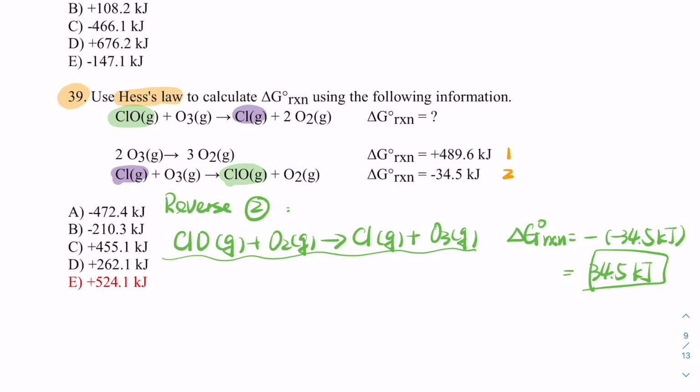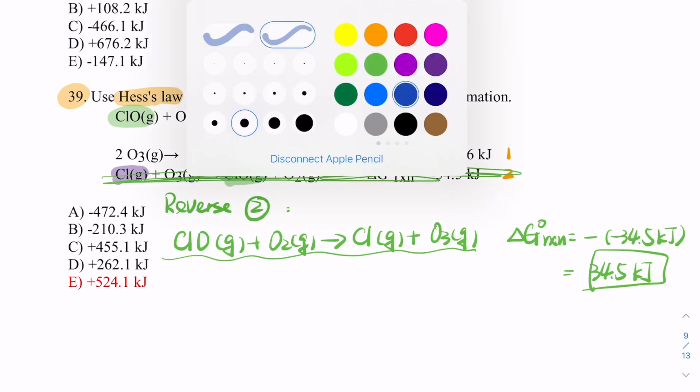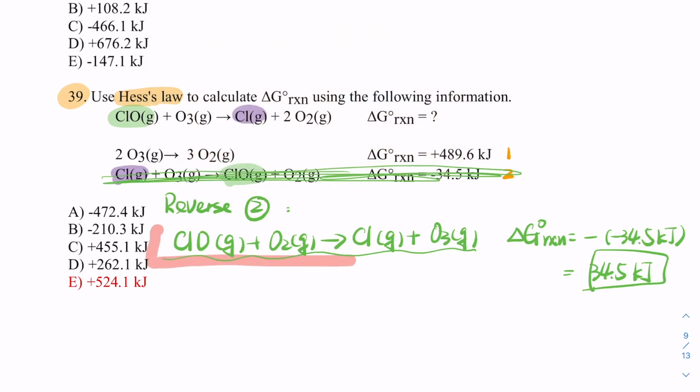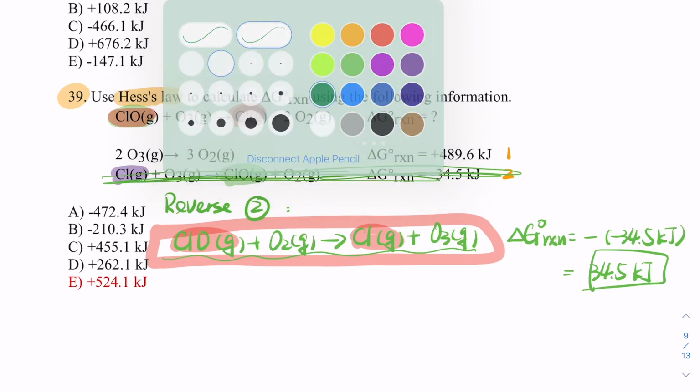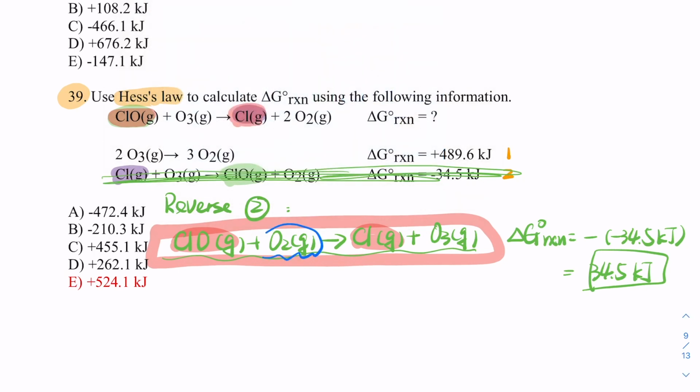We already reversed equation 2, so we don't need to look at it anymore. We look at the new equation we have right here. We already got what we wanted for these two species, and now it's matching, so we have those two done. Now we need to see how we can get just one oxygen and one ozone, but I wanted ozone on that side and two oxygen on the other side. Now what do I do?